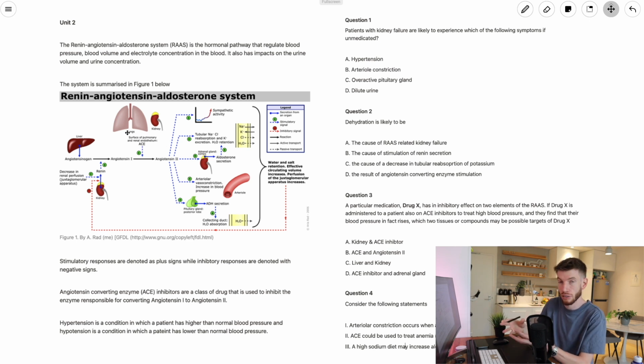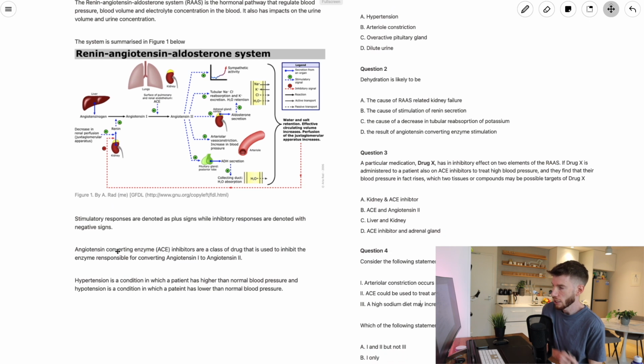Again, I might scan over it just to get a sense of which direction I'm reading it, where the arrows are going, if there's anything that I'm not familiar with that I should be aware of, but otherwise I would skip over that. And then stimulatory responses are denoted as plus signs, while inhibitory responses are denoted with negative signs.